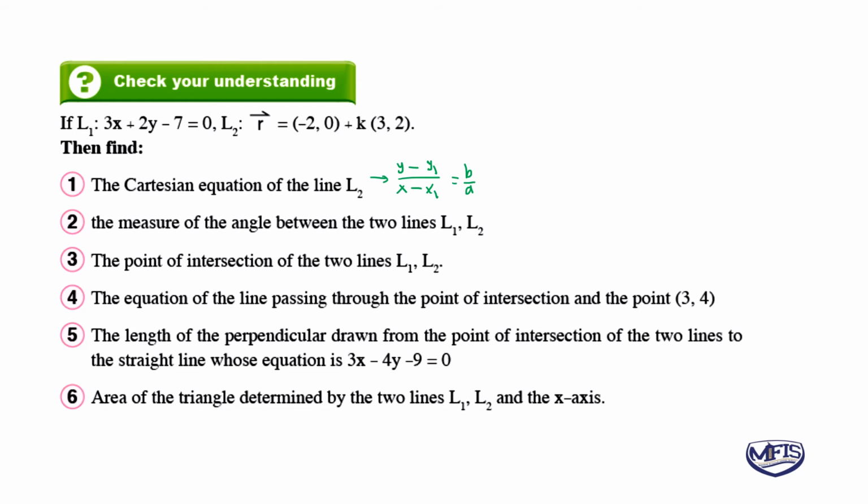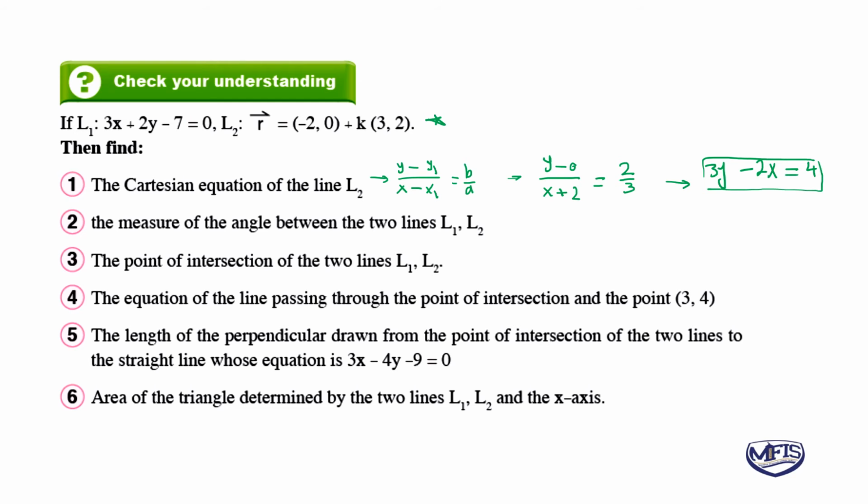So if we use this form, we'll get (y minus 0) over (x minus negative 2), so it will be x plus 2, equal to 2 over 3. So we can make cross multiplication and we get the final simplified equation: 3y minus 2x minus 4 equals 0. So this is the Cartesian equation of the second straight line L2.